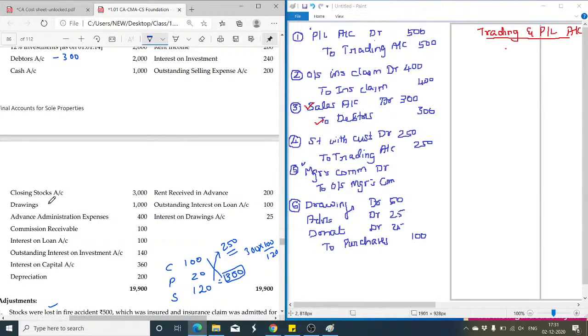Yeah, of course, here 1000 rupees is there. Apart from that, another 50 rupees worth of stock taken over. So I post that here. I'm adding that.